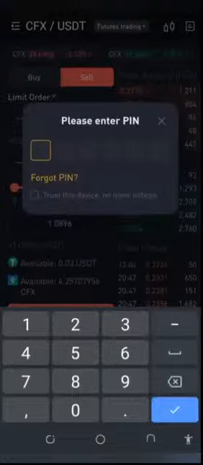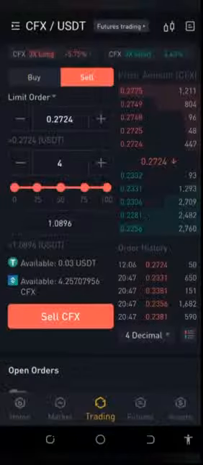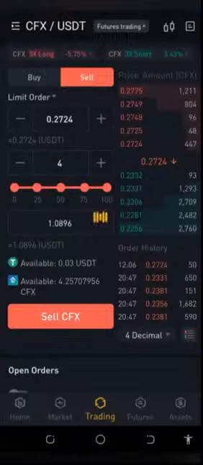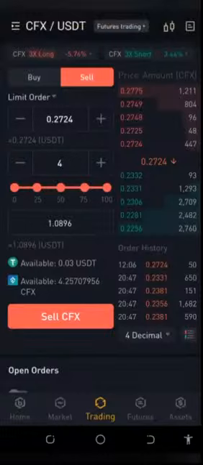Okay. I'll fix in my transaction pin and I'll be back. Okay, I'm fixing my transaction pin, but it's not going anywhere, because look at what it just said. It says here, total value must be at least 10 USDT. So this is like a younger brother to Binance. They're not going to allow you to do anything except 10 USDT.